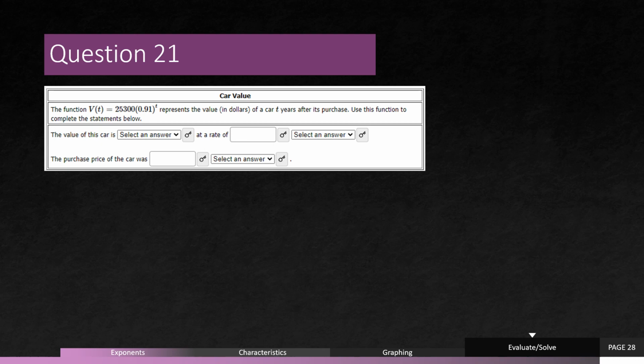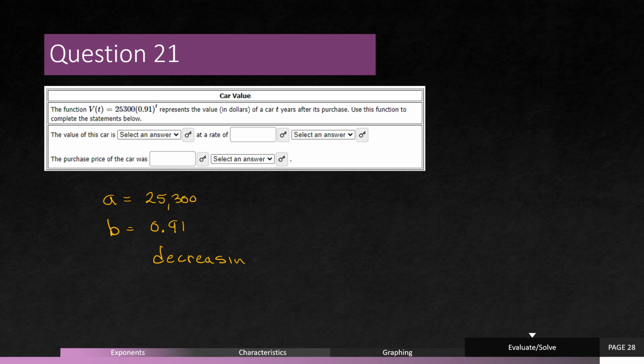For question 21, this is a similar thing. Notice this is understanding what is going on with these, but there is a definite difference on this one. We still have, this is a car, and our initial value, it was purchased at $25,300, but notice that b is 0.91. So this is decreasing.